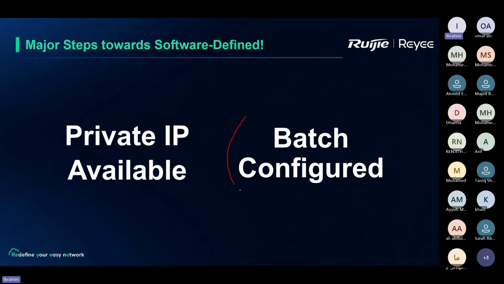Okay, the other point is batch configuration. What is the meaning of batch configure? Batch configure means that you can push configuration to a lot of branches from the main HQ or from the cloud. We will see today how to create the template and how to make this configuration.